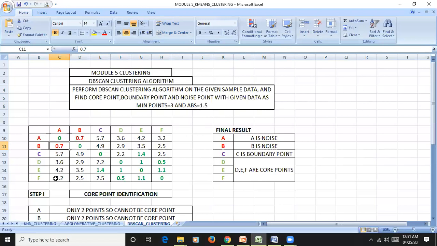Okay, so that's why it is not considered. It's not a core point. It can either be a boundary point or else it can be a noise point. Okay, shift to your B.